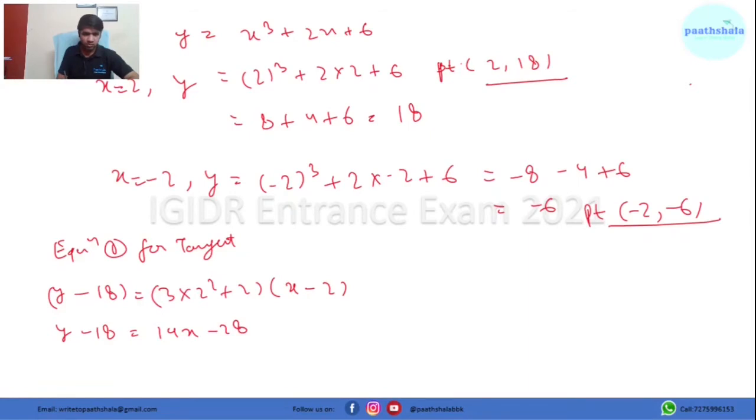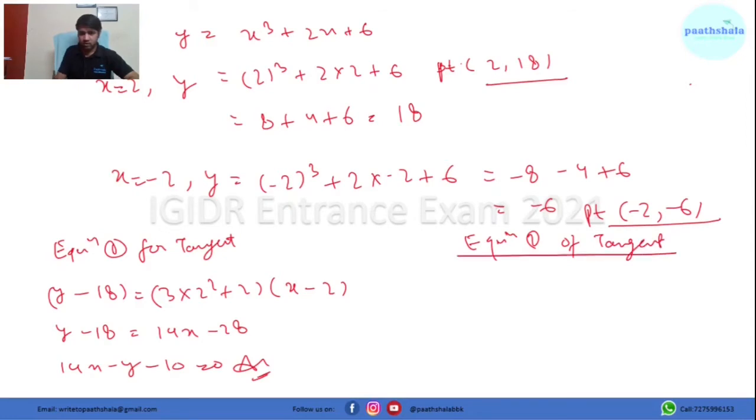So this will come out to be 14x minus y, and when we shift 18, this will come out to be minus 10 equals 0. So this will be our first equation.